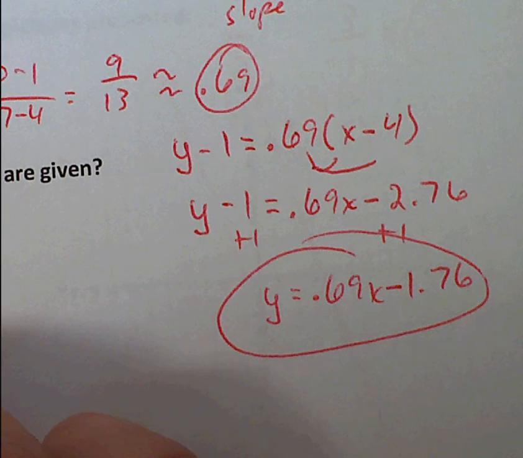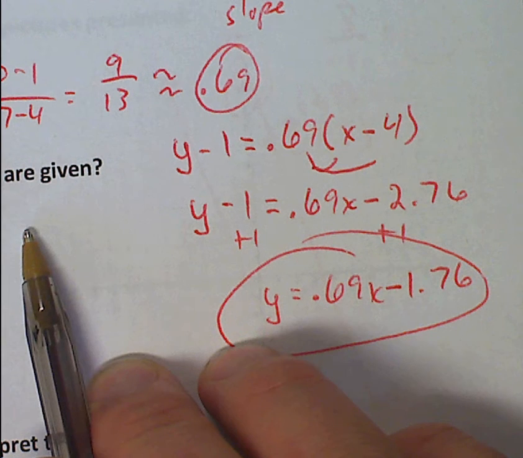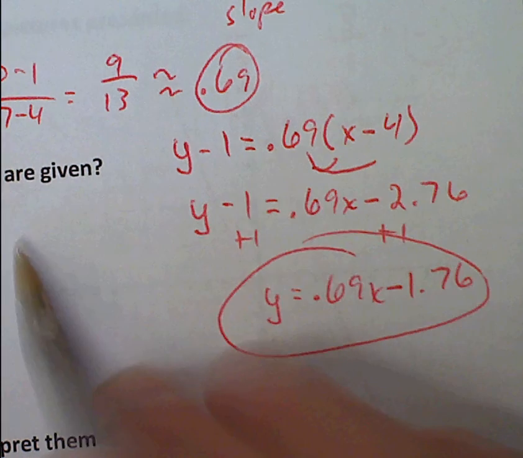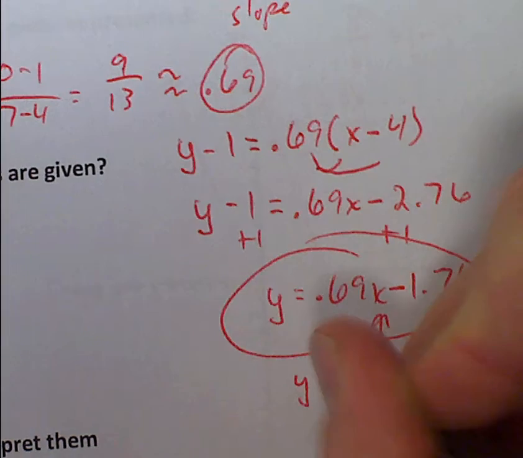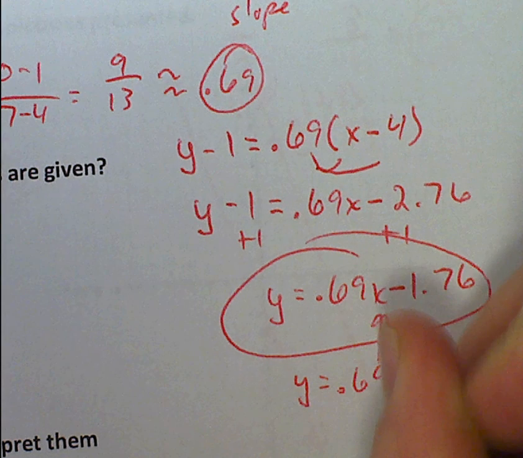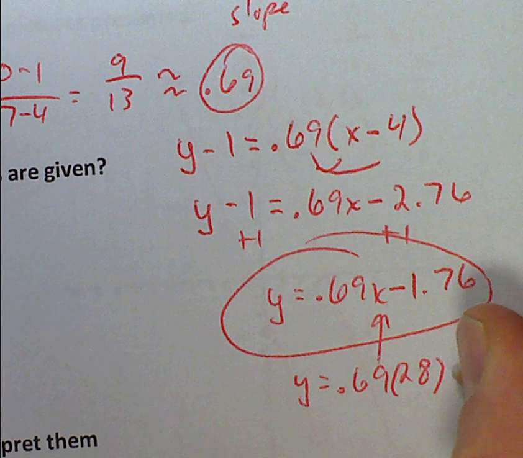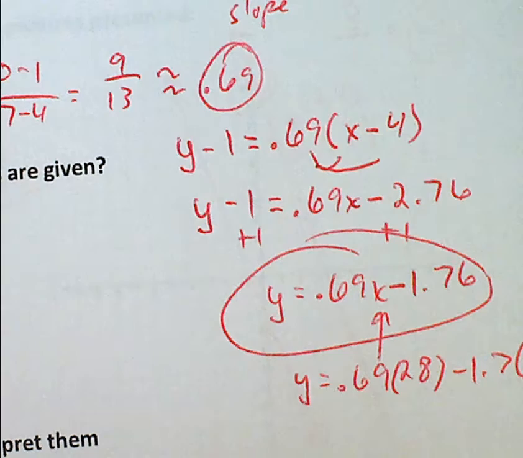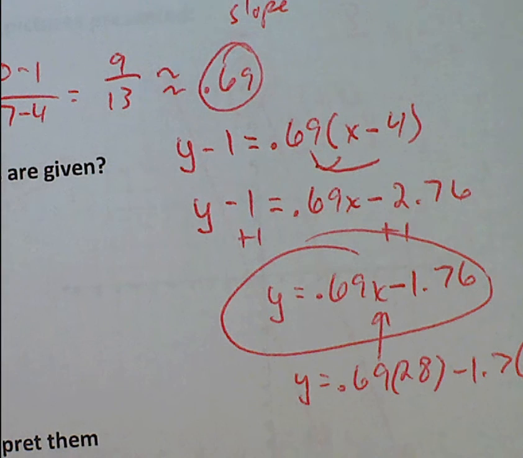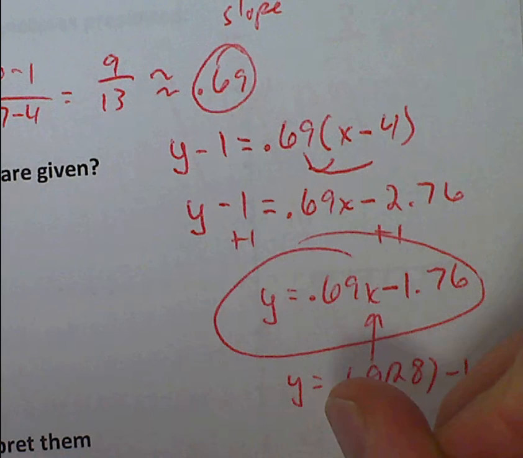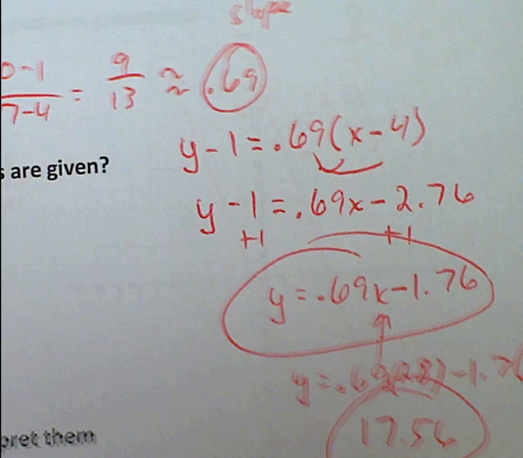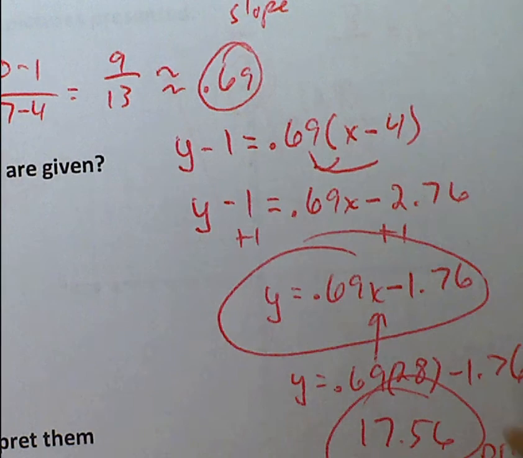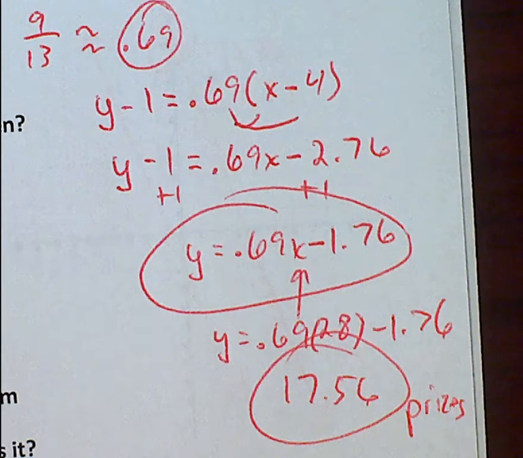Then it says if 28 tickets are sold, how many prizes are given? So tickets are my x. I'm going to plug in 28 into my x. 0.69 times 28 minus 1.76 gives me 17.56. That is how many prizes were given. Okay?